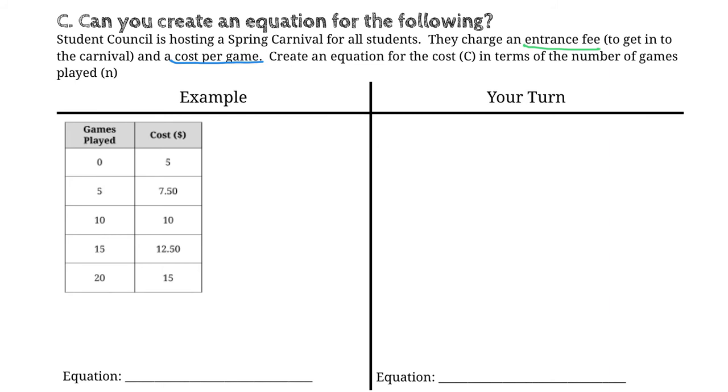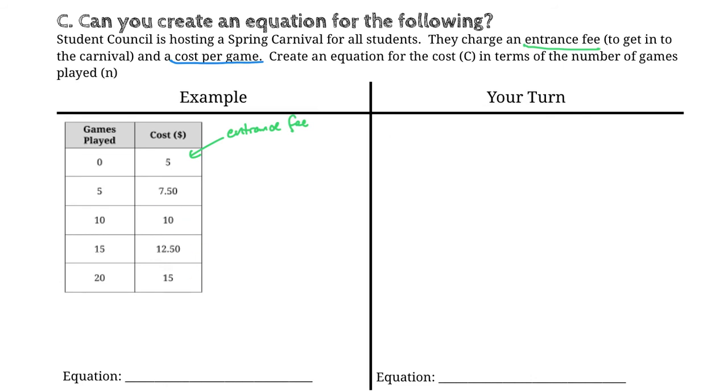When there's 0 games played, the cost is $5. So that means this $5, that's our starting cost, or that's our entrance fee. And then for 5 games, it costs $7.50. For 10 games, it costs $10, and so on.